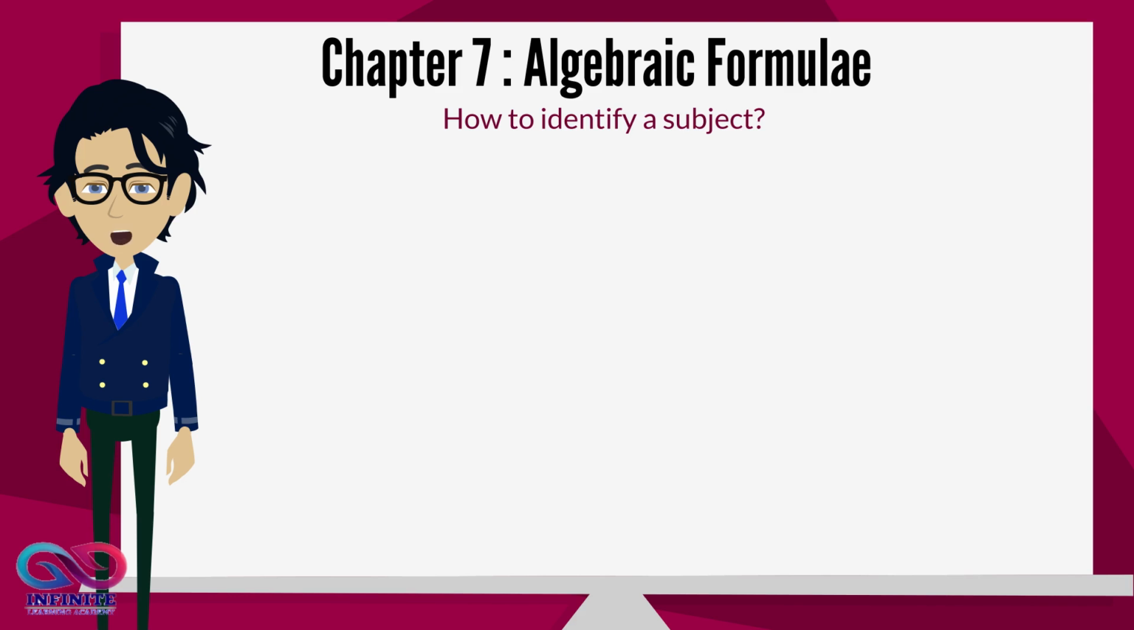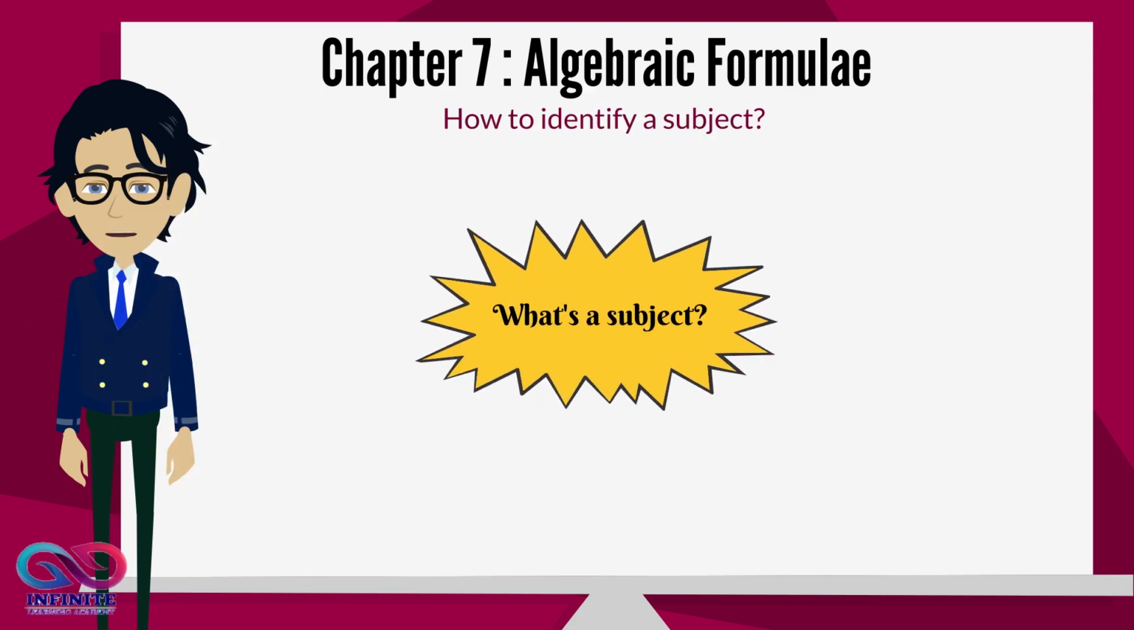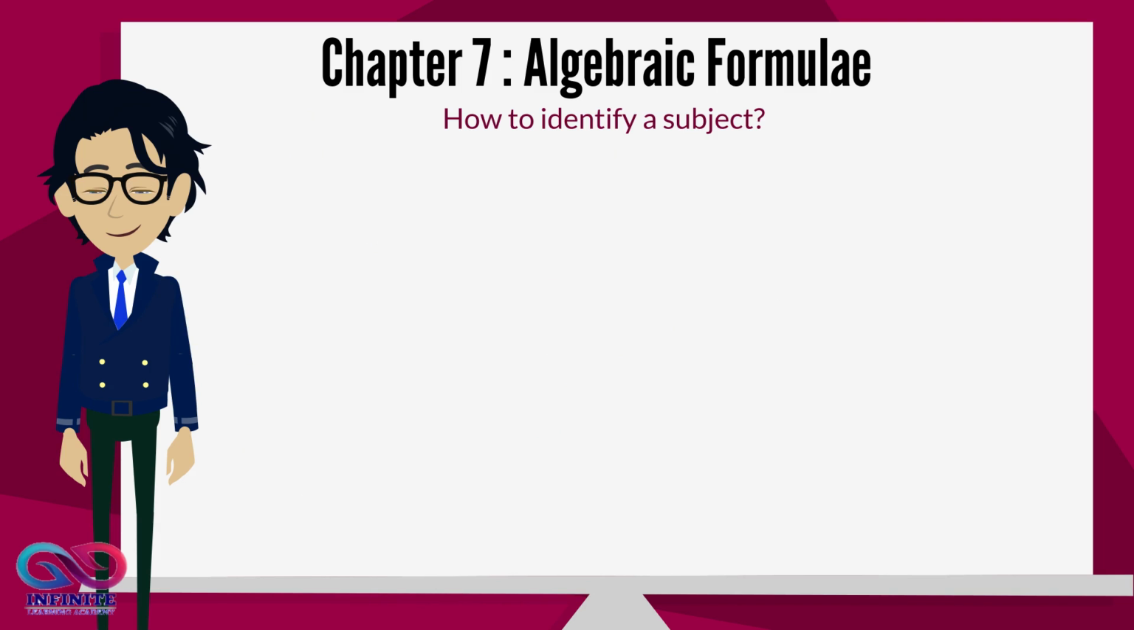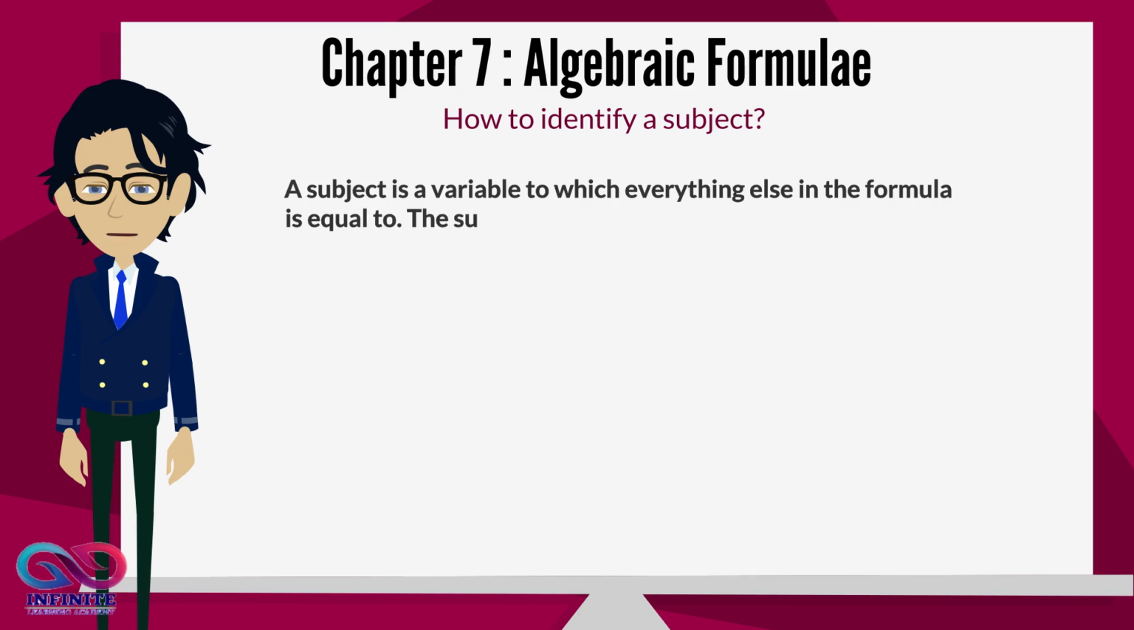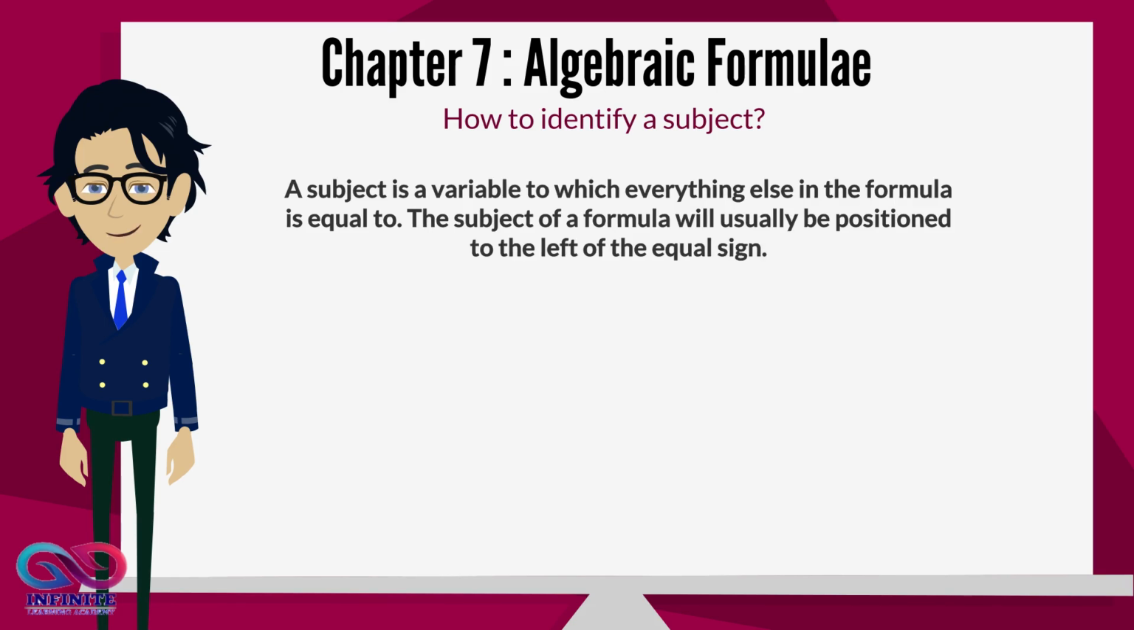So, let's start out by looking at what a subject is. A subject is a variable to which everything else in the formula is equal to. The subject of a formula will usually be positioned to the left of the equal sign.